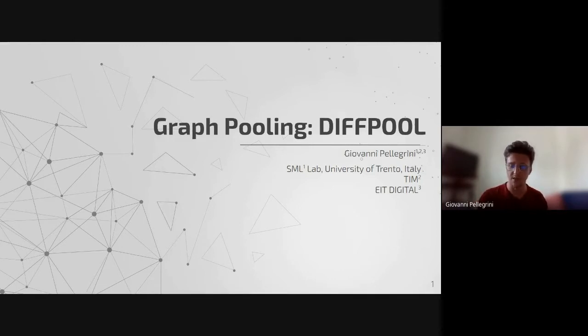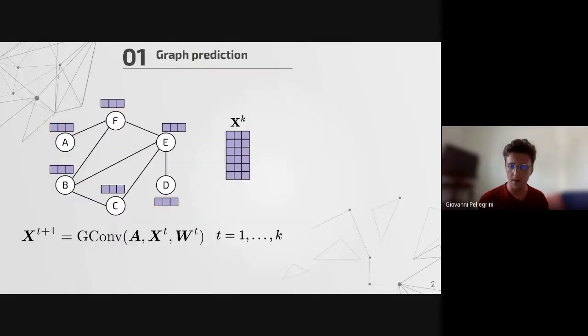which is not simply based on obtaining one representation from the representation of the nodes by simply aggregating the information, but it's a more sophisticated way to obtain an embedding for the entire graph.